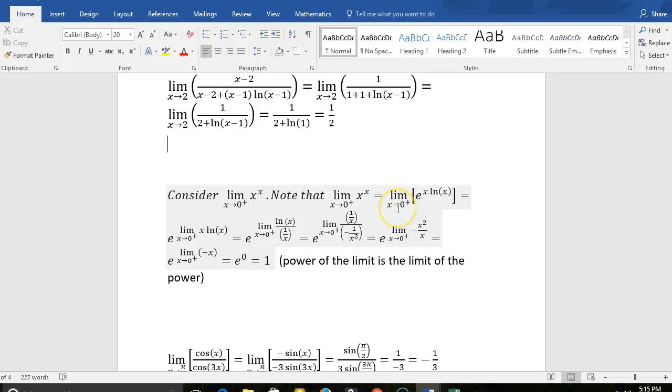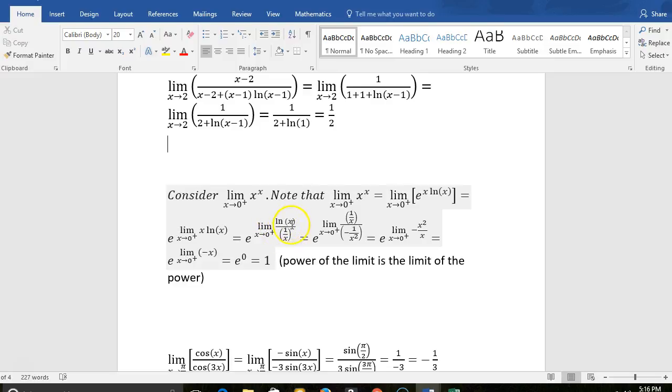Okay, but there's a rule that says that the limit of e to the power is e to the limit of the power. So we can bring that limit upstairs. So that's e to the limit as x goes to 0 plus of x ln x. Now, this is okay, but we want to write it like this. We want to turn x ln x into ln x over 1 over x. And you're like, well, Jason, that's a funny way of writing this thing. Yes, it is. But here's why we want to do that.